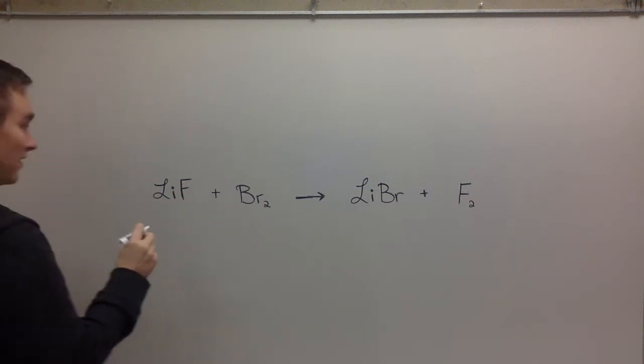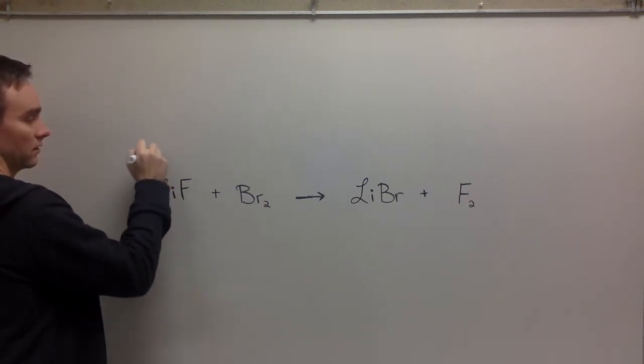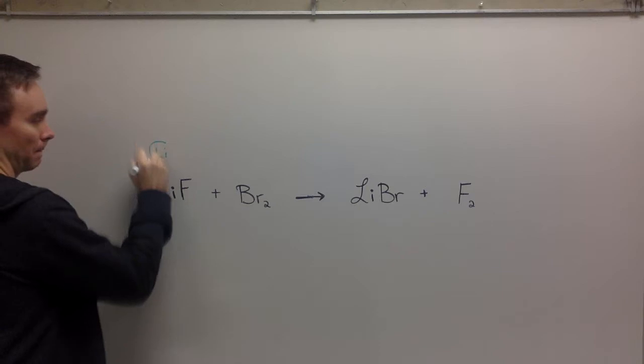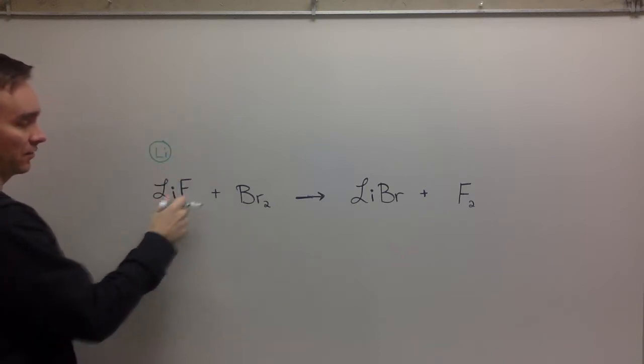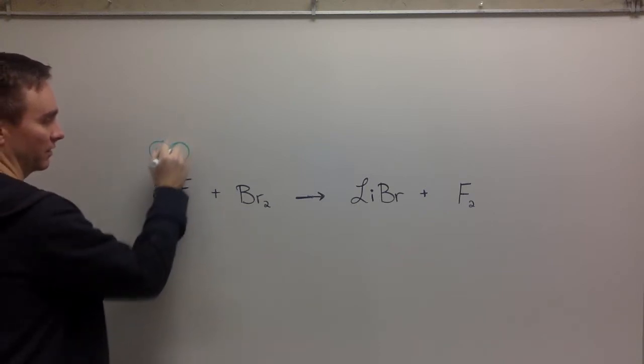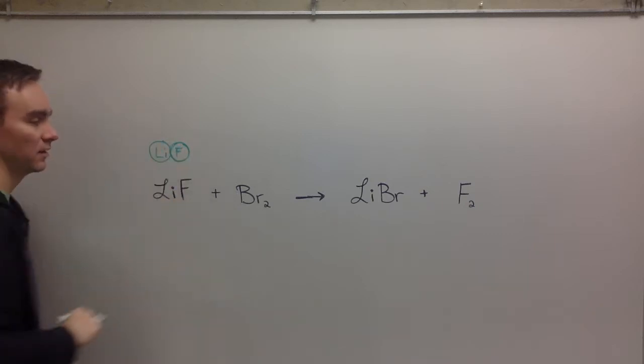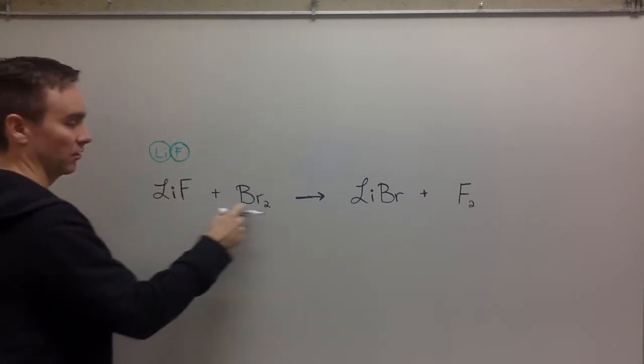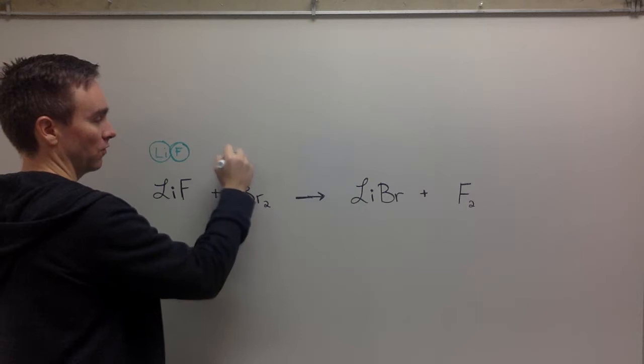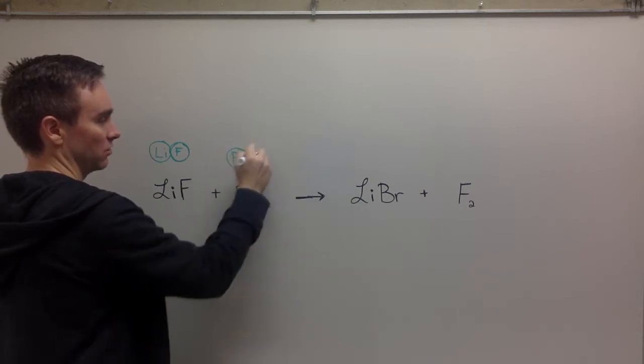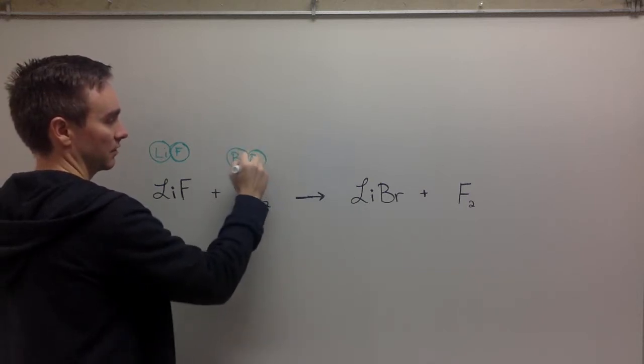What we have right here is a lithium, right? That's a metal with a non-metal fluorine. They are chemically bonded together, right? And we started here with Br2, that's two bromines. Those are two non-metals. Those would be two covalently bonded together.